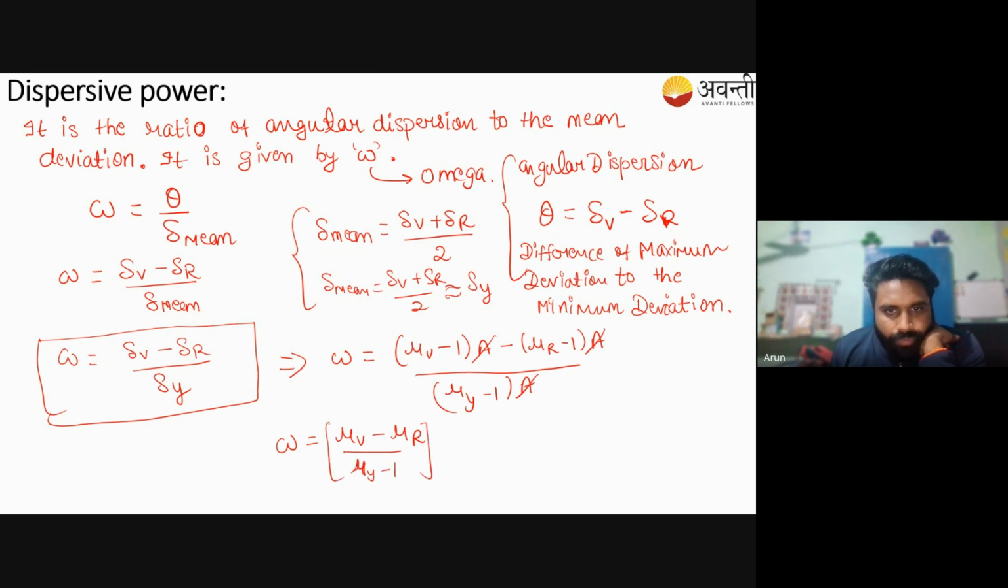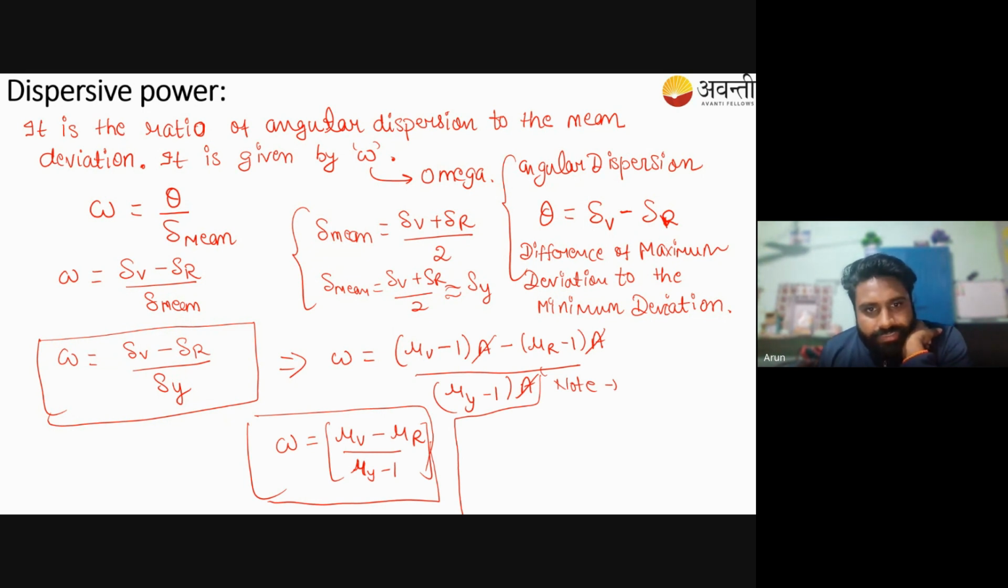So from this formula you can see this point to be noted down. This omega depends only on the medium. So this dispersive power is controlled only by the medium because here no angle of prism is taking place.